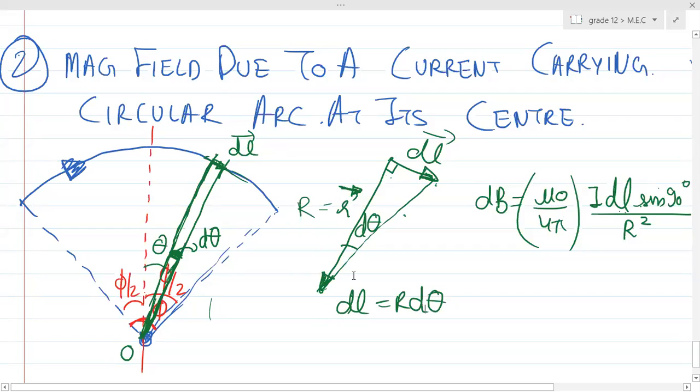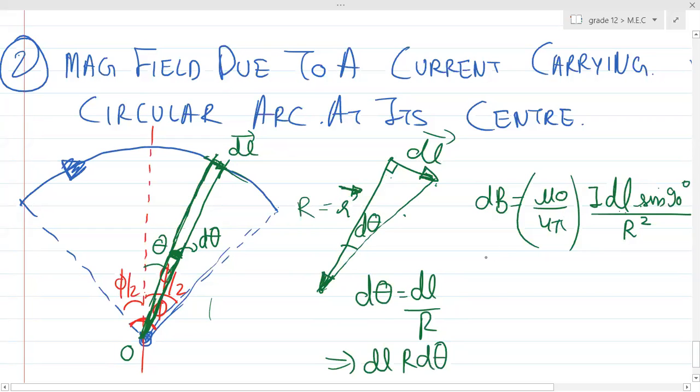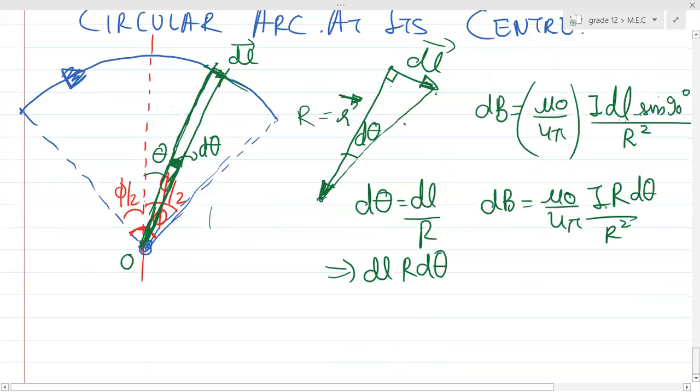If someone remembers, angle is basically what? Do you remember the definition of angle? Angle is length of arc upon radius, L by R. So dl is equal to r into d theta. So can you see dB is equal to mu naught by 4 pi into I into r upon r square d theta. Sine 90 is 1. One r and one r get cancelled out.